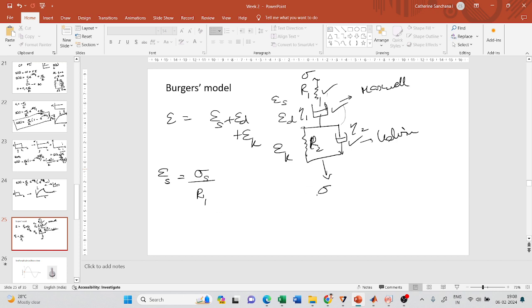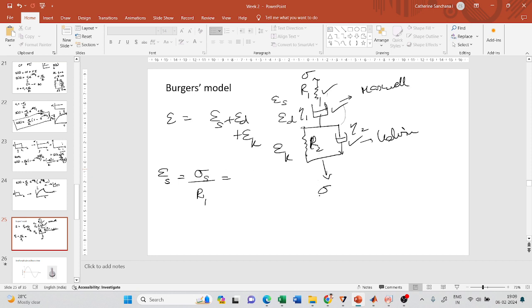Now you know that this is in series, right? So the total stress that is applied on the material will be the same that is being applied to the spring. One thing you should notice is if the stress in all the elements is constant, then they will undergo different deformations, epsilon S and epsilon D. In the case of a Kelvin model, the deformation in each of the elements is constant. So in that case, the stress that is taken by each of the elements will be different. Okay.